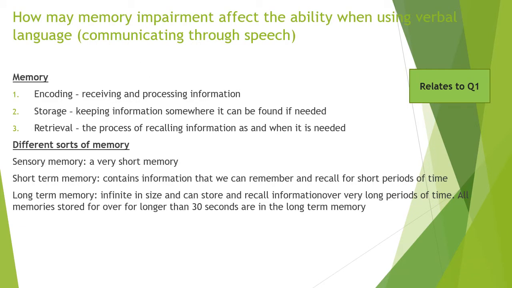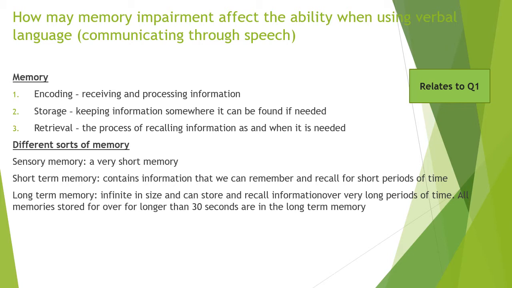So we're going to start looking at the slides that relate to question number 1. How may memory impairment affect the ability when using verbal language, which is communicating through speech? So our memories are quite amazing and they perform the most complex and challenging processes. Despite plenty of research, there is still no certainty about how or why memory works as it does.